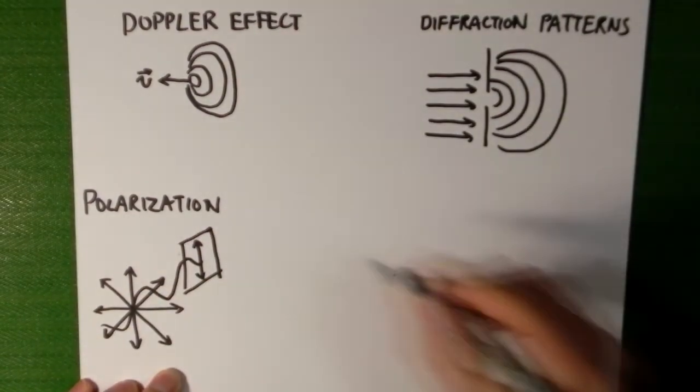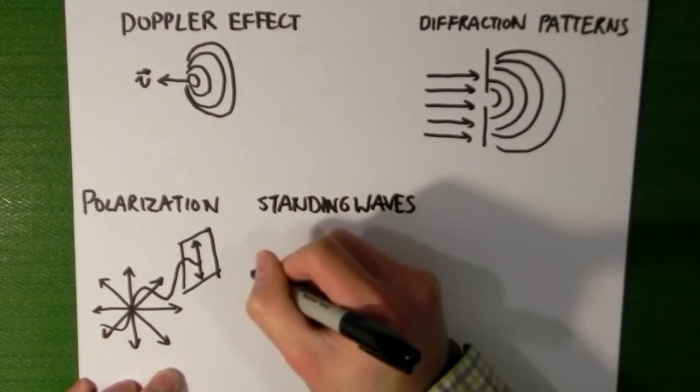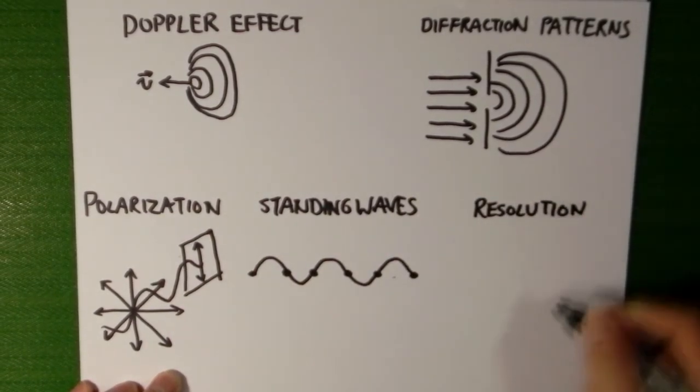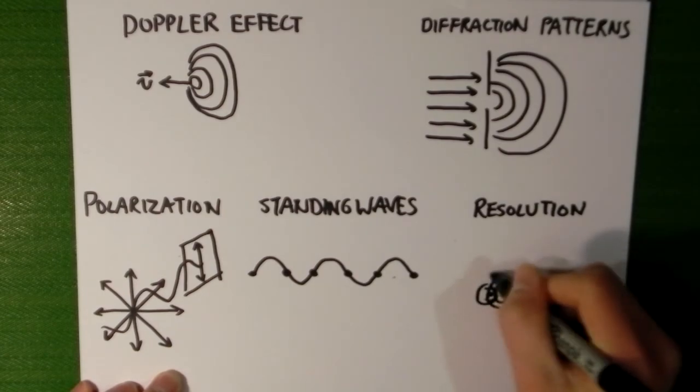In this video, we'll be talking about the Doppler effect, reflection, diffraction, and diffraction patterns. So polarization, standing waves, types of waves, and resolution, but not necessarily all in that order.